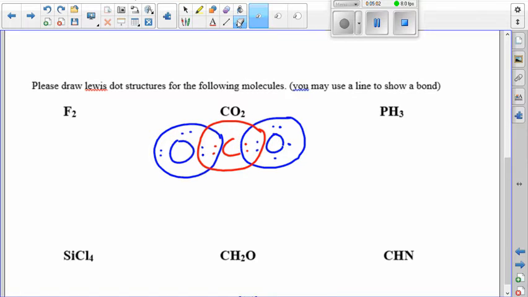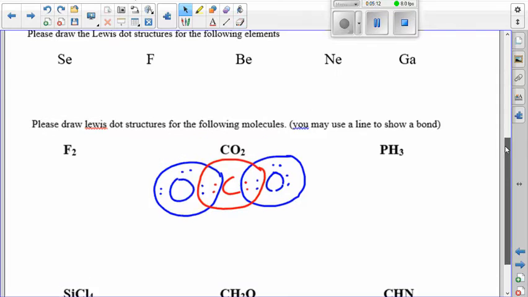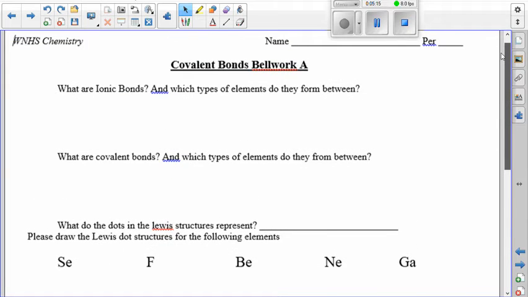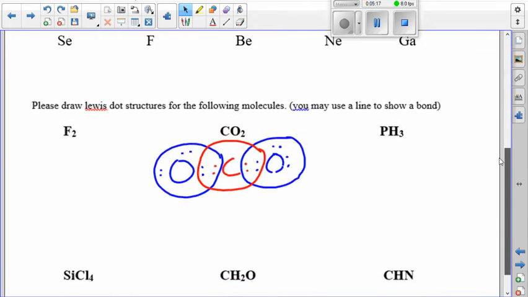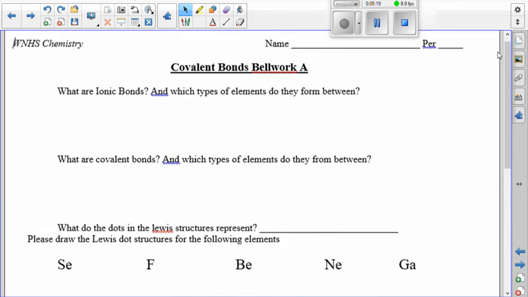So if you ever have something like that, you know that you used the wrong electrons to form a bond. It should only look like this. Okay? So I strongly encourage you to start at the top of this bell work and then get to these Lewis dot structures, because you do need to be able to answer these first few questions, because those will certainly be the types of questions I might ask you on your quiz.